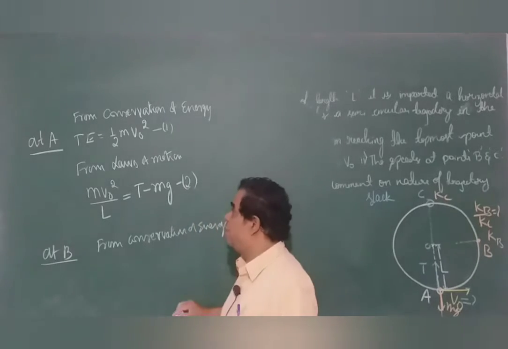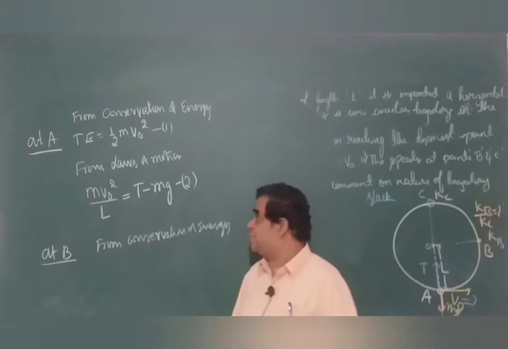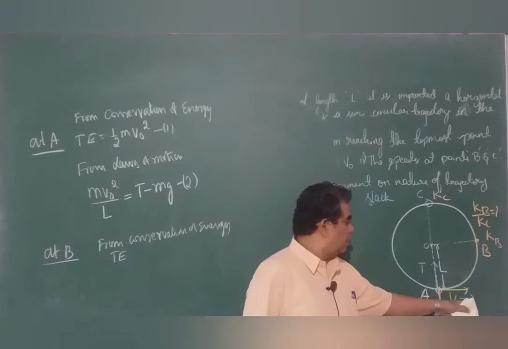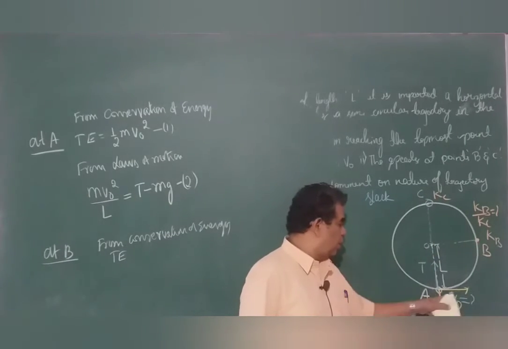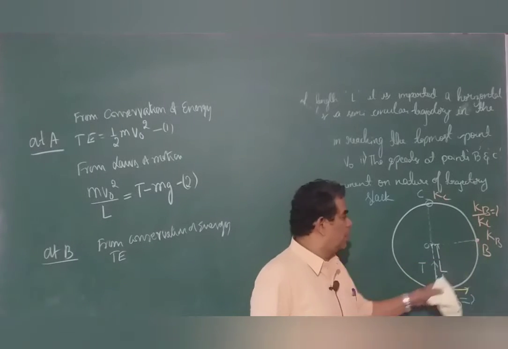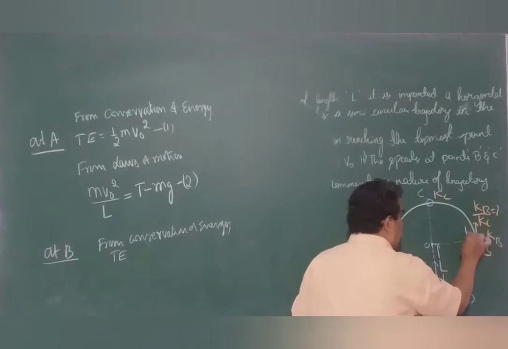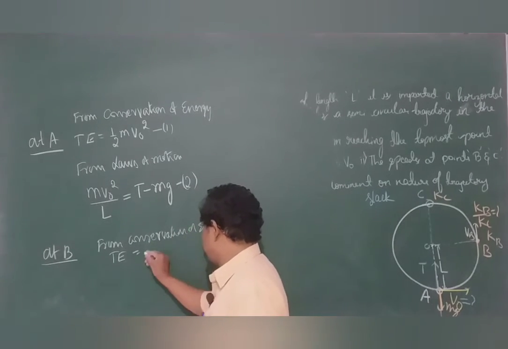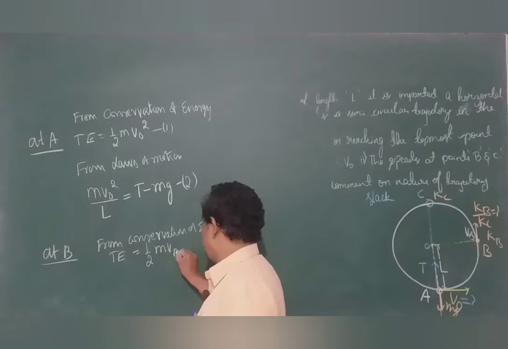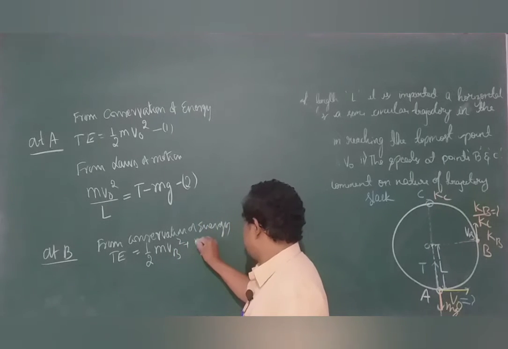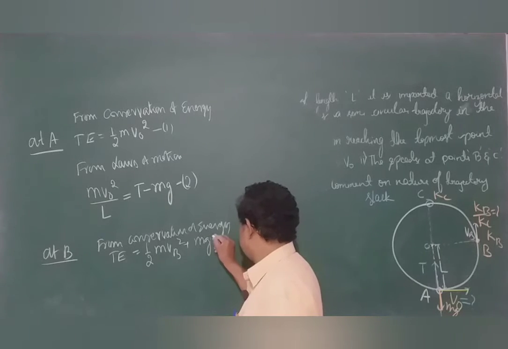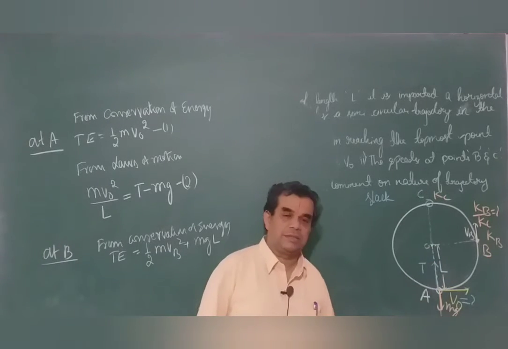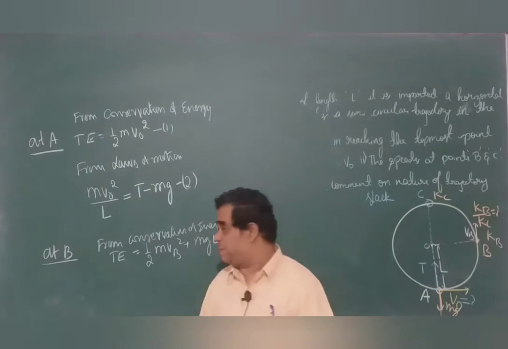Conservation of energy. How to write? Total energy at B. It is at a height L from the lowest point. Therefore, it has potential energy. And its velocity, if we take it as Vb at B, so it has kinetic energy. Therefore, I write total energy equals half m Vb square plus mgL. I write mgL because this is the lowest point at a height L. Therefore mgL is the potential energy.